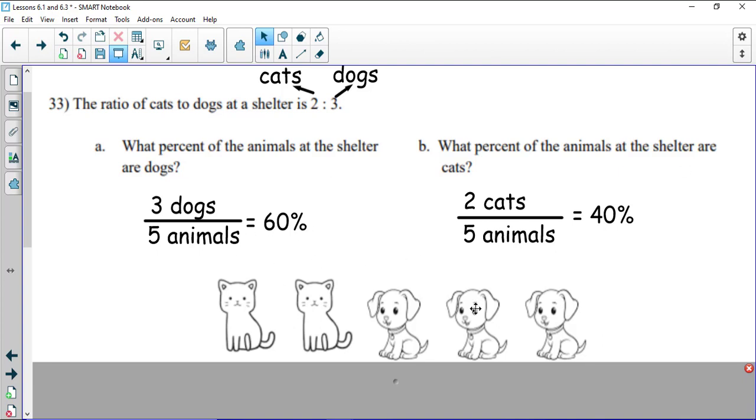Now, you notice these 2 percents add to 100%. If there were animals besides cats and dogs at the shelter, that may differ. But in this case, we've got 60% of the animals being dogs and 40% being cats. So we really want to pay attention to the total number of animals we have, and that's going to be 5 animals in this case.